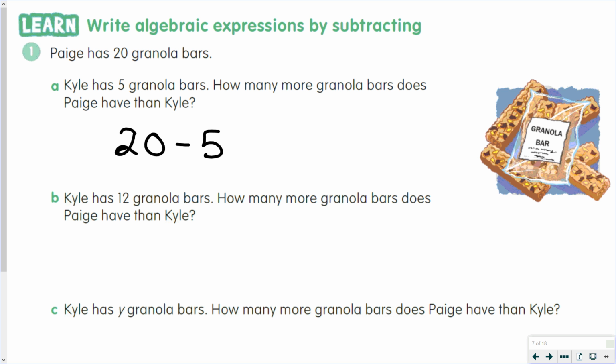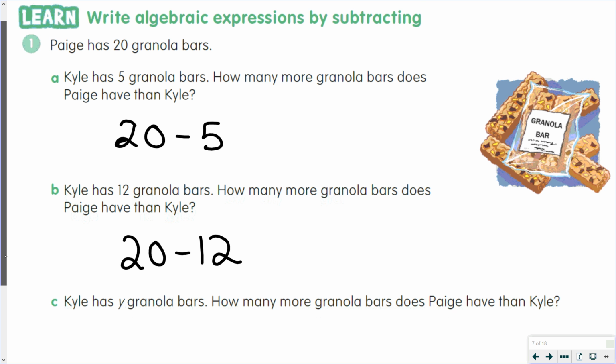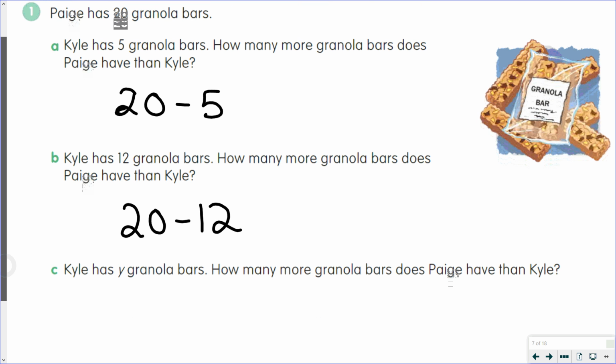Kyle has 12 granola bars. How many more granola bars does Paige have than Kyle? So we take Paige's and we subtract Kyle's. And then Kyle has y granola bars. How many more granola bars does Paige have than Kyle? Same idea here. We're going to do 20 minus y.